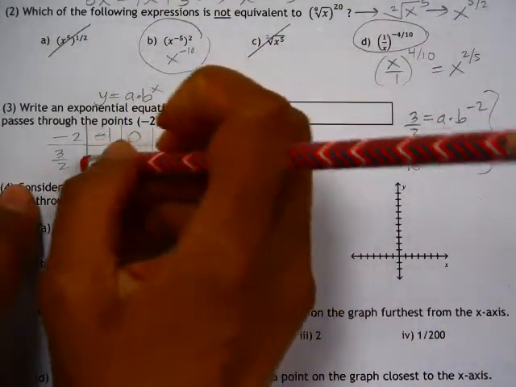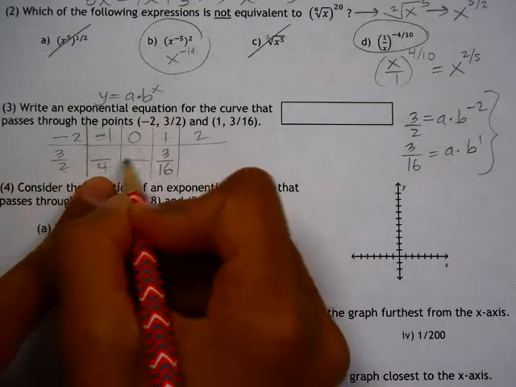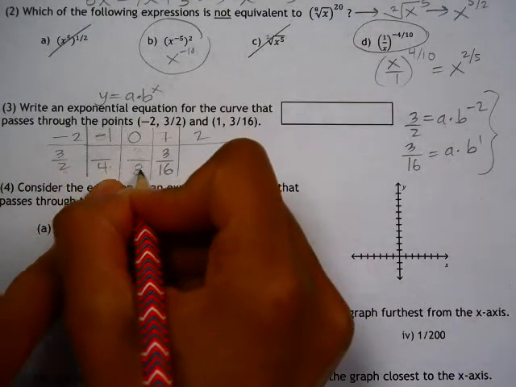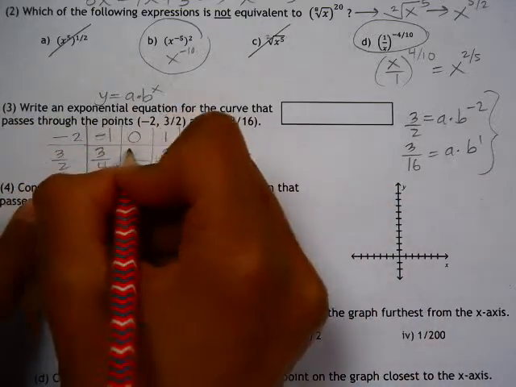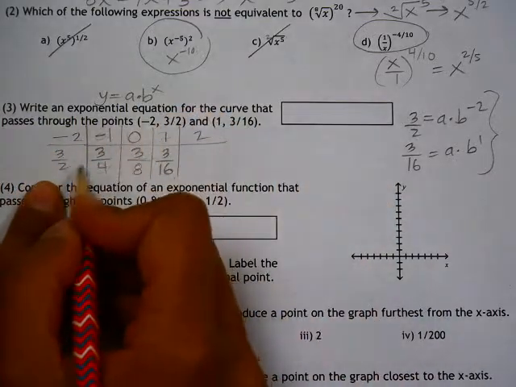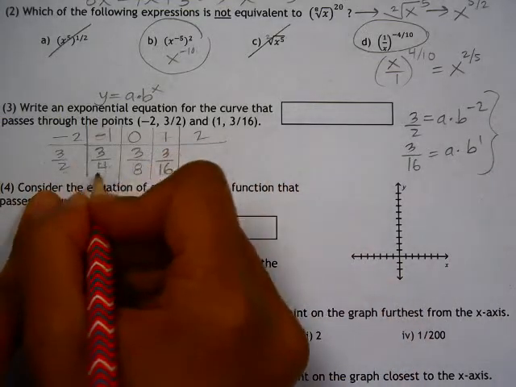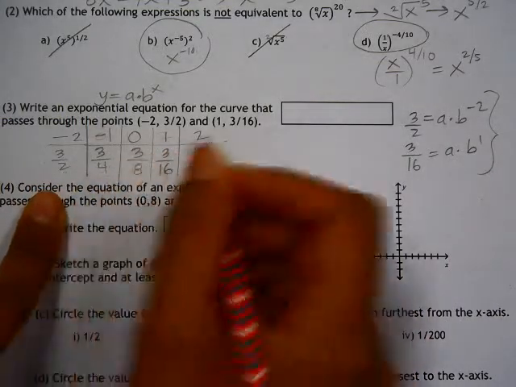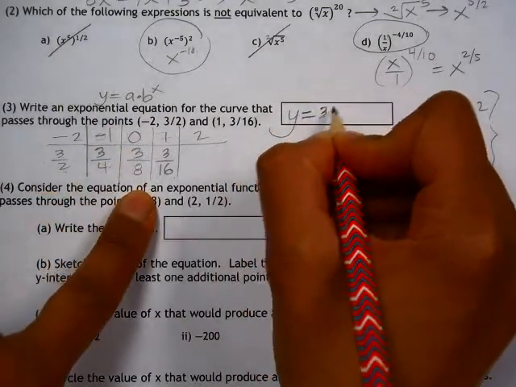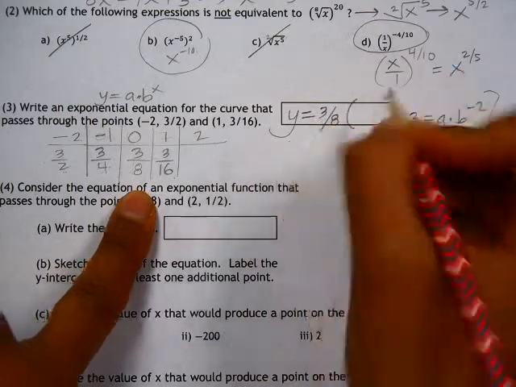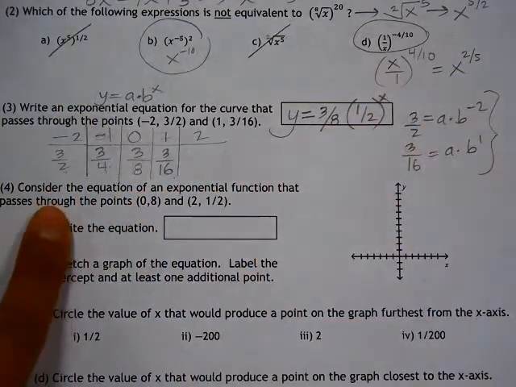So adjust your guess. If we multiply by 2 in the denominator, this becomes a 4. Multiply by 2 again, this becomes an 8. Multiply by 2 again, it becomes a 16. So in this case, we're only multiplying the denominator by 2, or you could think of it as multiplying by 1/2 each time. So in our equation, the initial value is 3/8. The multiplier is 1/2, and then to the x power.